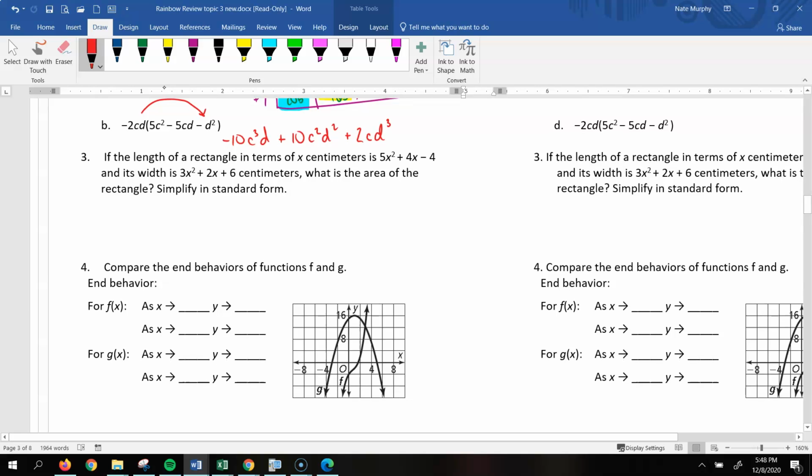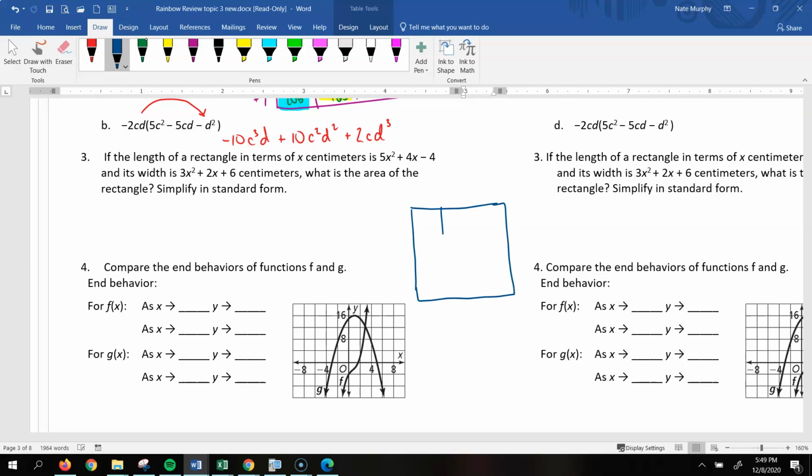All right, so here we have the length is 5x squared plus 4x minus 4, and the width is 3x squared plus 2x plus 6. We want to find the area. So remember, area is just simply the length times width. The problem is we have 3 terms times 3 terms. So we're going to use a 3 by 3 grid to make this easier.